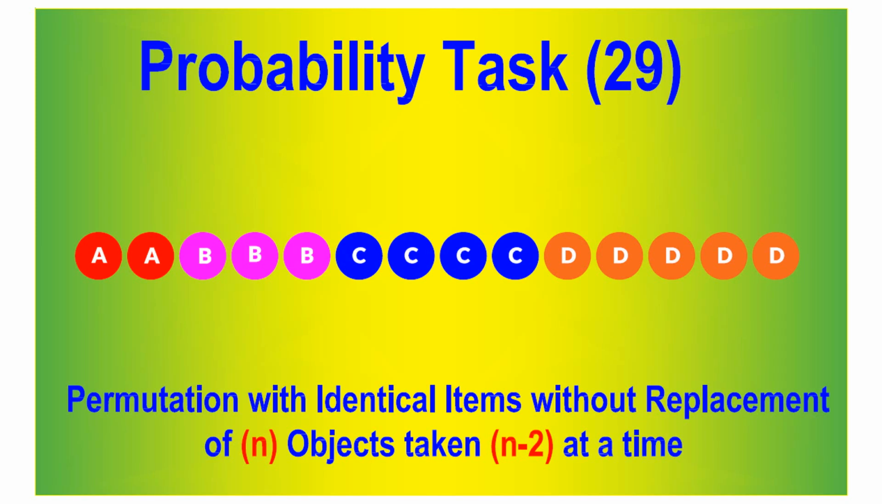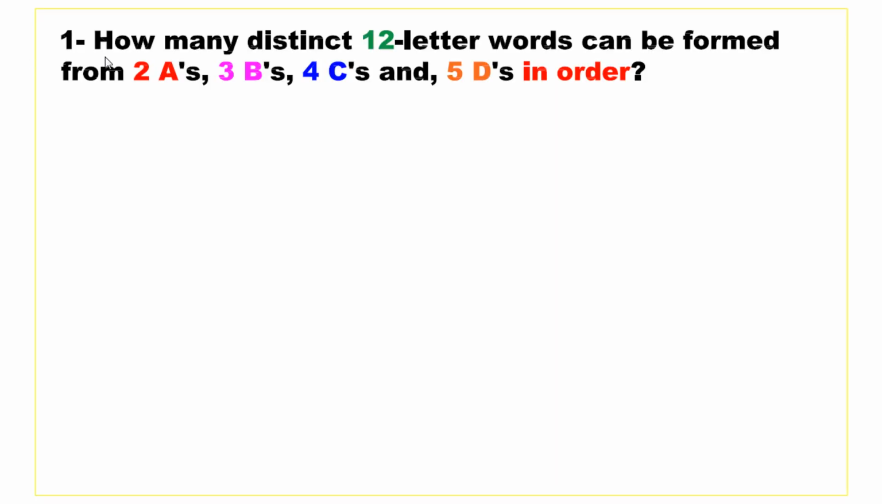In this video, we will study permutation with identical items and without replacement of n objects taken n-2 at a time, and we will derive the formula expressing that. So let's start with the following question.